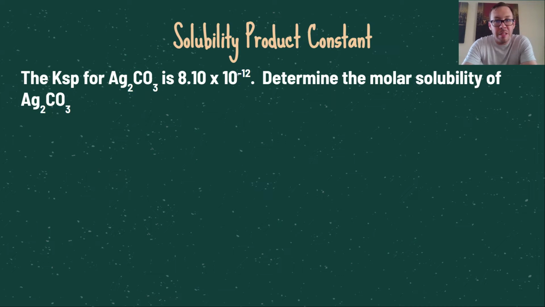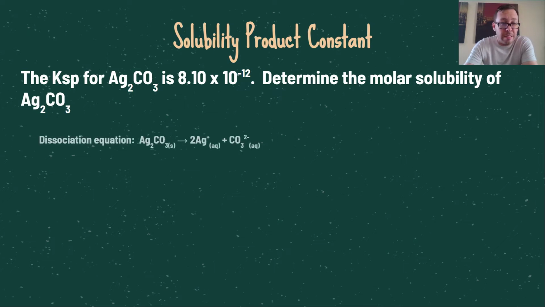It's asking you to determine the molar solubility of Ag2CO3. As we do this, the very first step always is to write our dissociation equation. That's going to give us a better idea of what our KSP is going to be and what we're going to set it equal to. We want to write our equilibrium expression correctly so that we can solve this problem. When we write our dissociation equation, remember that the salt dissociates completely into its ions. So we're going to end up with 2 silver ions plus a carbonate ion.